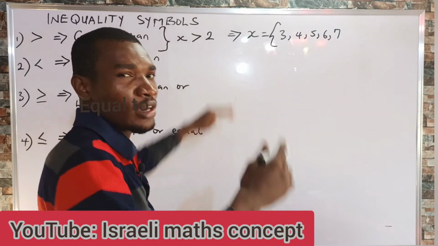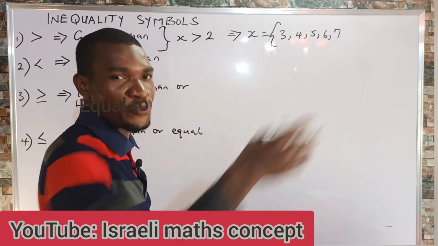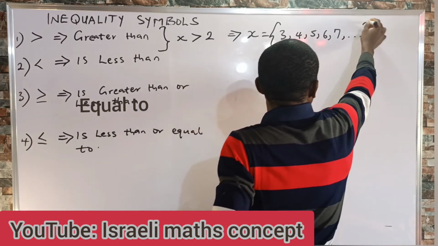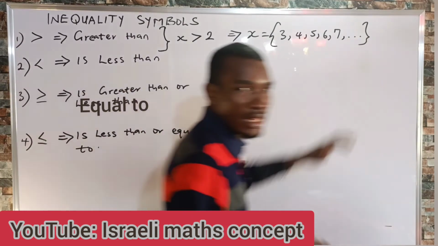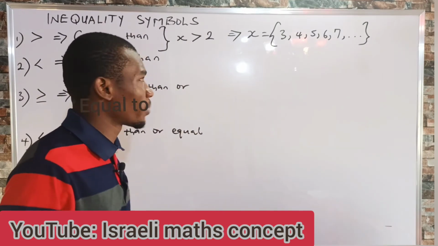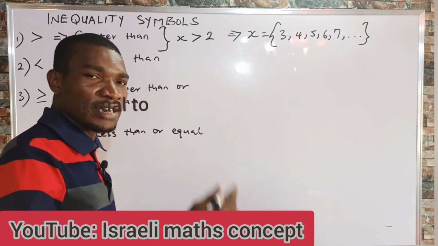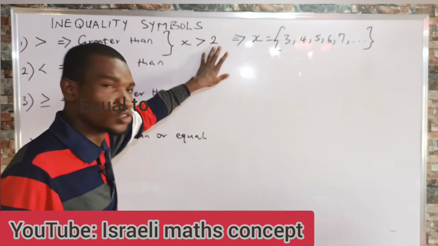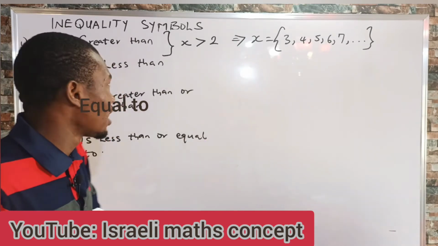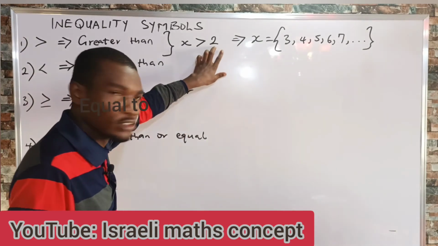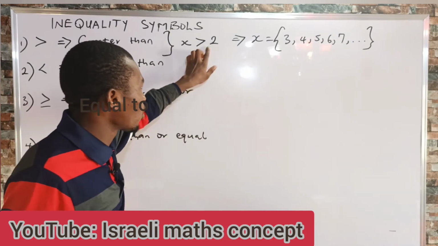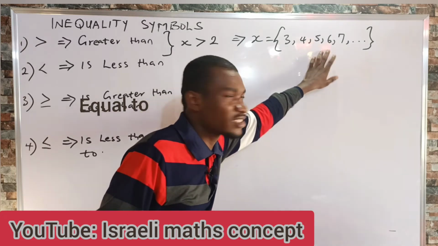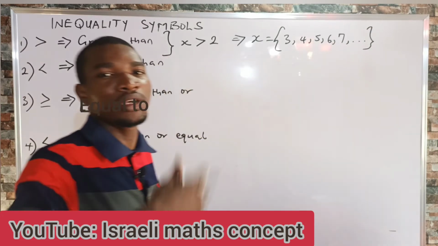Actually, natural numbers do not terminate. They get to infinity. Hence, I will just put a comma, then 3 dots. The 3 dots imply an ellipsis, and it means the continuation of numbers. That means the numbers do not end, but rather tend to infinity. So the values of this x, which is greater than 2, if you are considering natural numbers, are those values that are more than 2. And what are the values that are more than 2? They range from 3, 4, 5, 6, 7, and they tend to infinity.